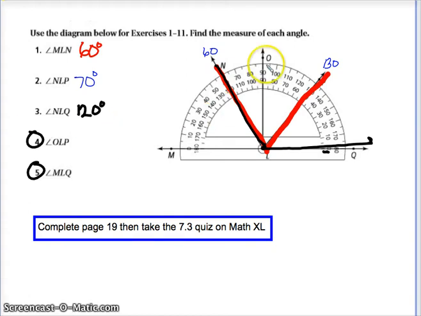All right, OLP, O, L, and then to P here. So I start at 90 and I'm going to 130. That would be 40 degrees. And then MLQ, MLQ stays right across the bottom there. That is a straight angle. It has a measure of 180 degrees.